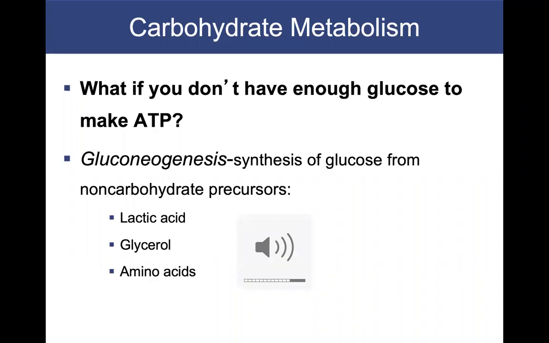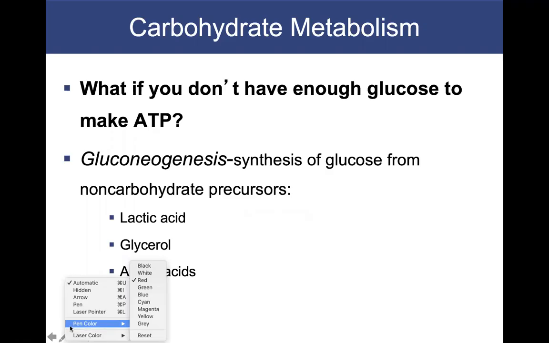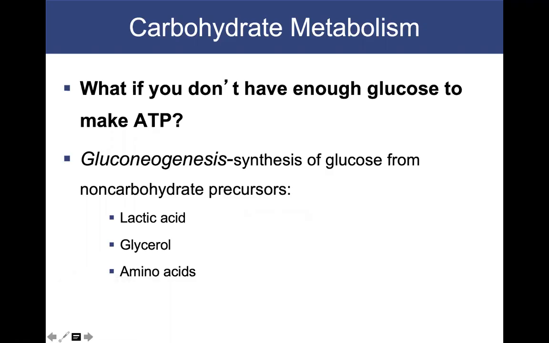Okay, so let's get back into it. What if you don't have enough glucose to make ATP, right? Are you just like, okay, well, I can't make energy, I can't make ATP, I'm just gonna die? No. So you have to have a backup method, right? We went over carbohydrate metabolism, and you should take the time and go through that. But let's cover non-carbohydrate precursors.